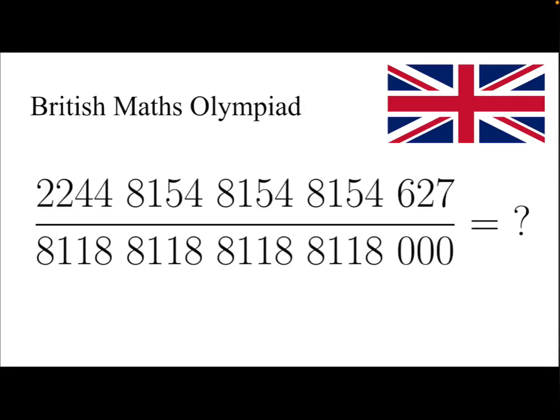In this video, we're going to simplify the given fraction. For the numerator, it starts with 2244 and then 3 copies of 8154, ending with 3 digits 627. For the denominator, it starts with 4 copies of 8118, ends with triple zeros.